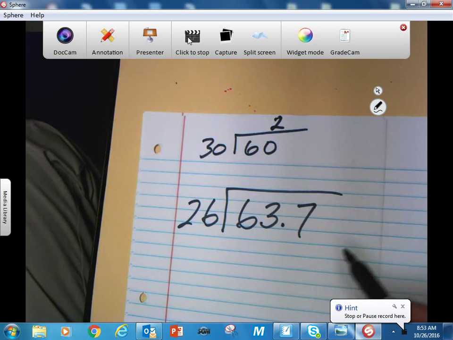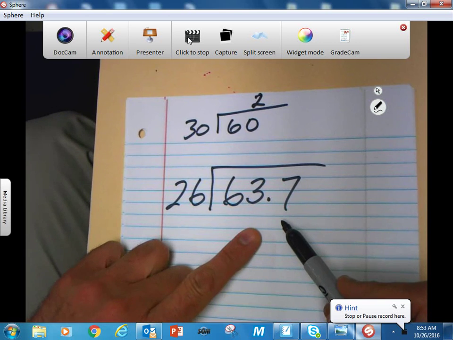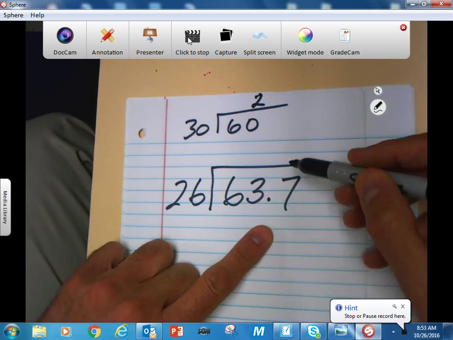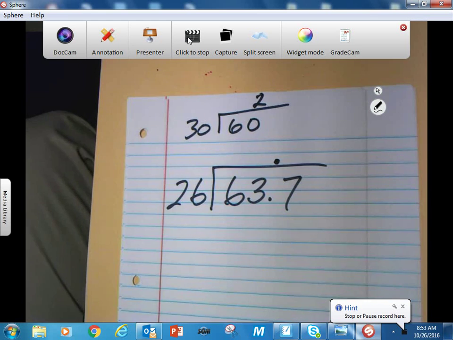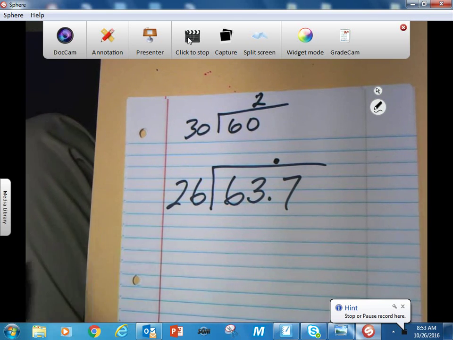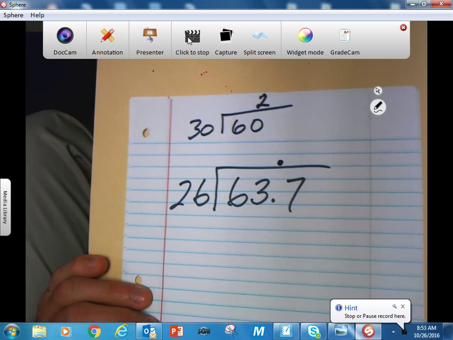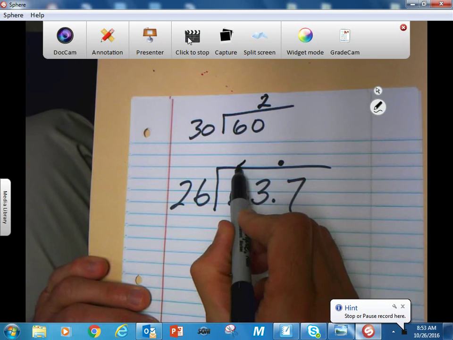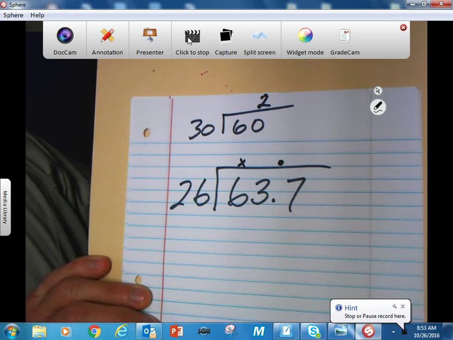Okay, so let's see what we do. Remember, when we're doing the steps here and we have a decimal dividend, we need to just bring the decimal straight up. All right? We're going to just go ahead and divide. How many times will 26 fit into 63? We know 26 doesn't go into 6, but we know it will fit into 63. And so how many times will it fit in there?